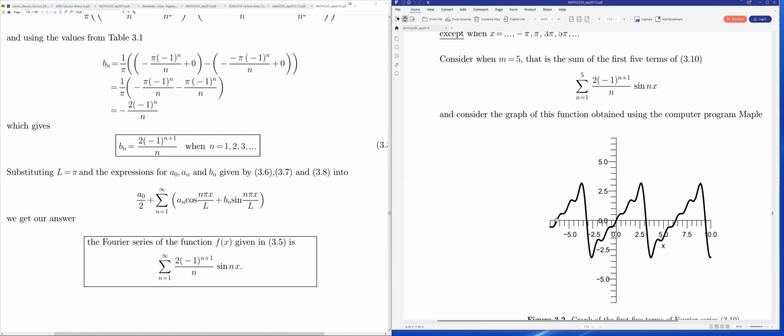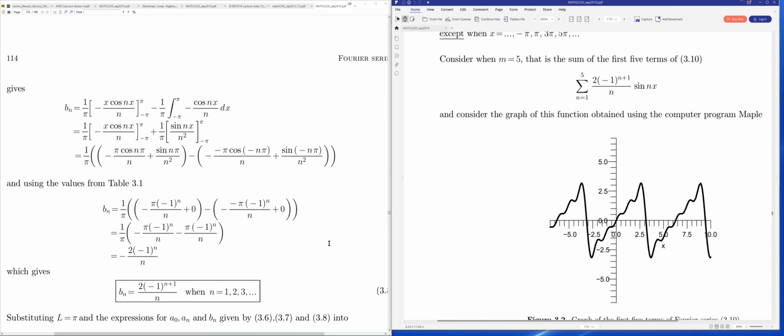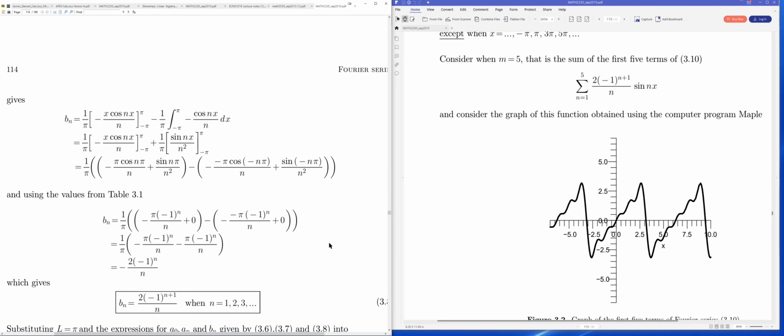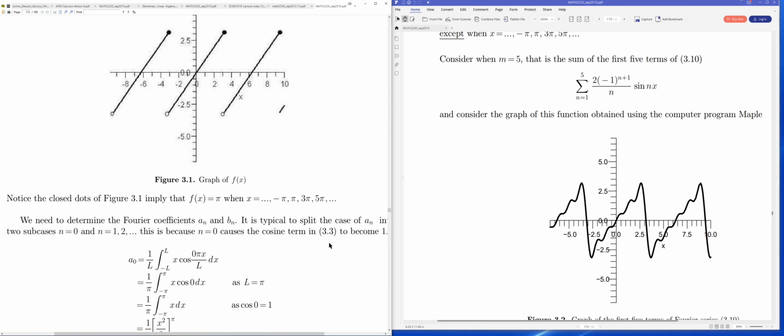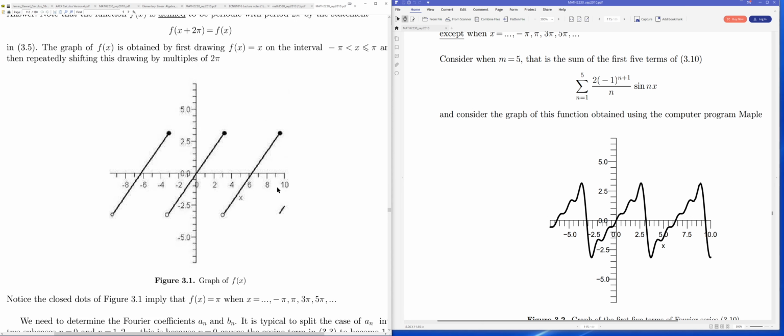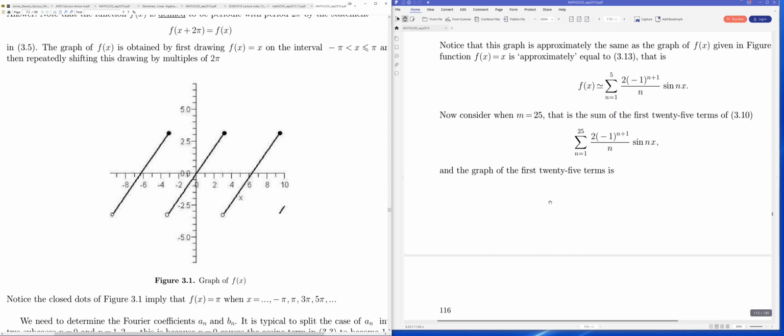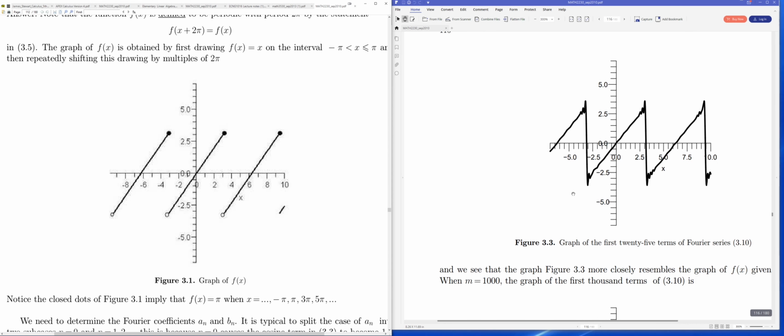Okay, so I get something that looks somewhat like the graph that I had. So this is the graph that I had, and this looks like it. You have these sloping edges over here. So this is when I use 5 terms. Now, if I use more terms, for example 25 terms, this would be what I would get.